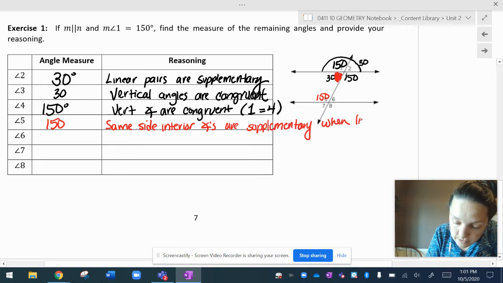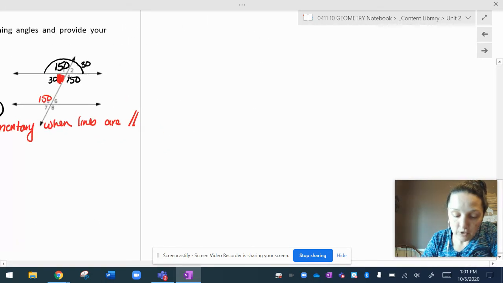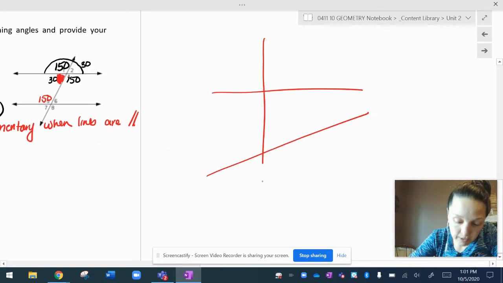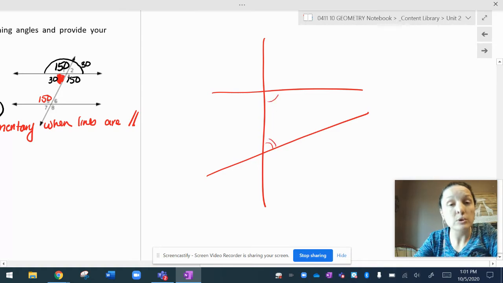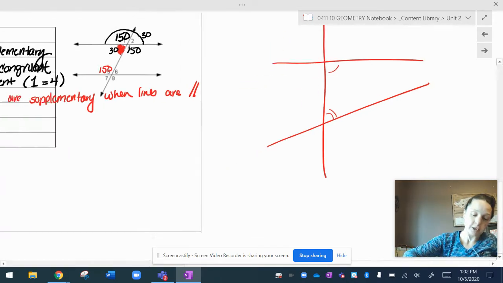when lines are parallel. And if you're wondering, oh my gosh, do I have to write all that? Can't I just write same side interior? No, unfortunately you can't. Same side interior just tells me what the name is. It doesn't tell me why the measure is what it is. And the end part, when lines are parallel, that's also important because believe it or not, you can have two non-parallel lines also cut by a transversal, but in that case, your same side interiors do not need to be supplementary. Welcome back, Pete. All right, so that's why we have to say same side interior angles are supplementary when the lines are parallel.